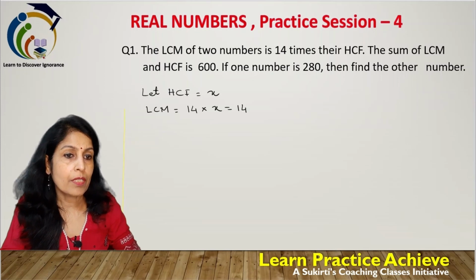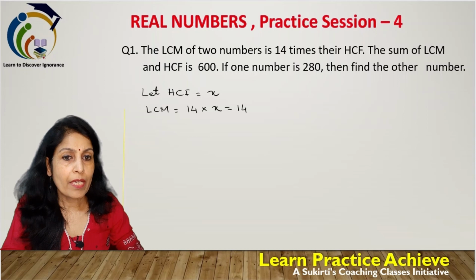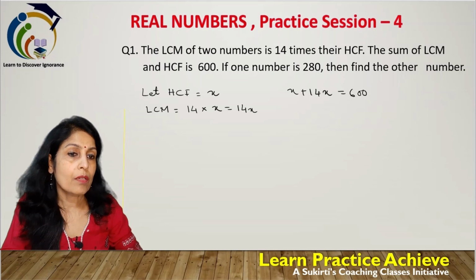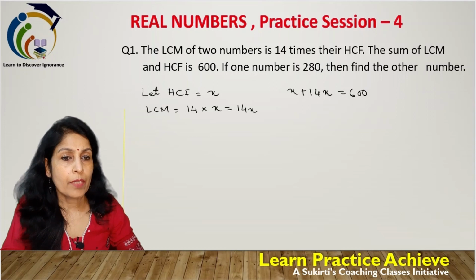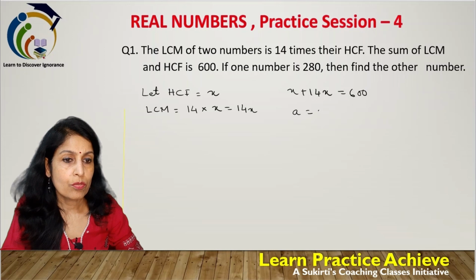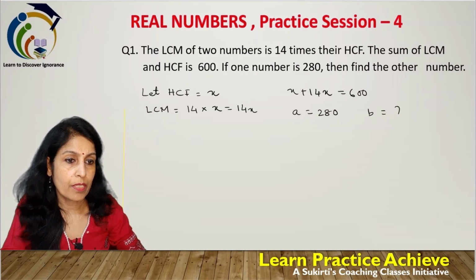Now what else is given? The sum of LCM and HCF is 600. So LCM we know, HCF we know, now we have to find their sum. So X plus 14X is equal to 600. And if one of the numbers is 280, if the numbers are A and B, let A be equal to 280. Now we have to find out what is B.